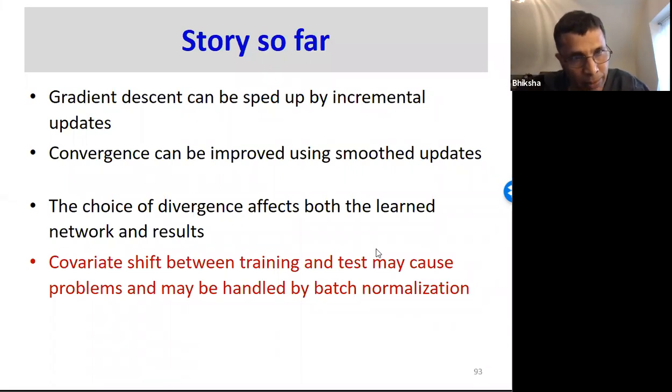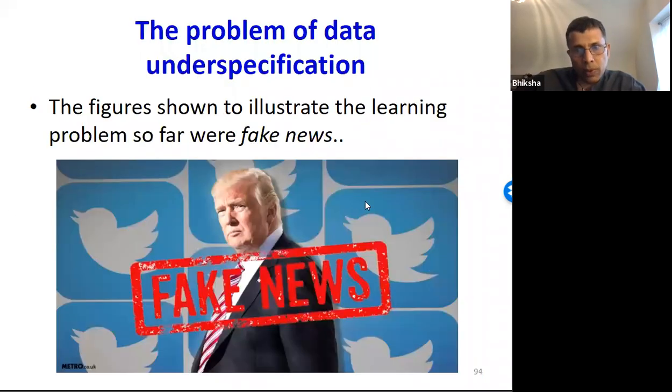Gradient descent can be sped up by incremental updates. Convergence can be improved using smooth updates. The choice of divergence affects the learned network and the results. And finally, covariate shift between training and test may cause problems and can be handled by Batchnorm, right? So, questions?